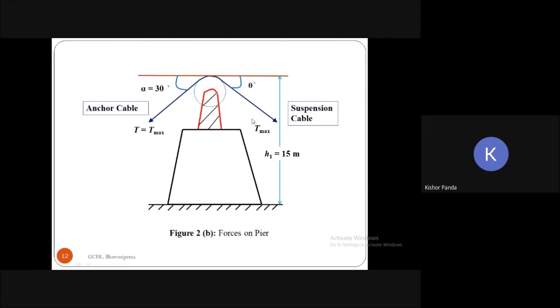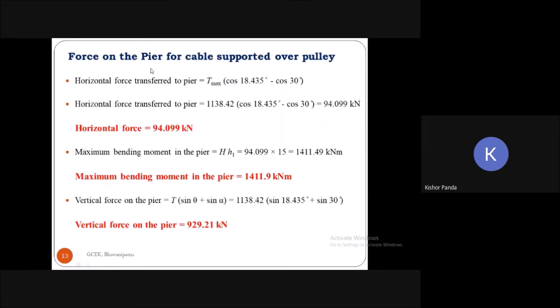What is the maximum tension in the suspension cable? That is equal to the tension in the anchor cable. So T max and this is also T max. Both are T max. So here you find out the forces acting and the moment at the bottom of the pier. The force on the pier for cable supported over pulley. So what is the horizontal force transferred to pier? This is equal to T max into cos theta minus cos alpha.